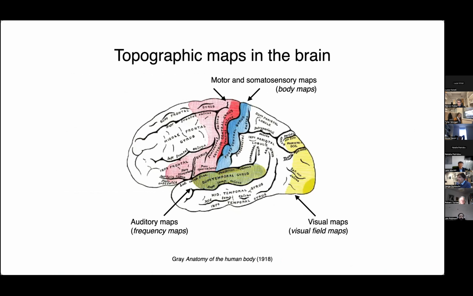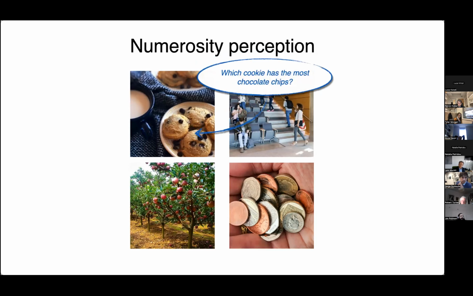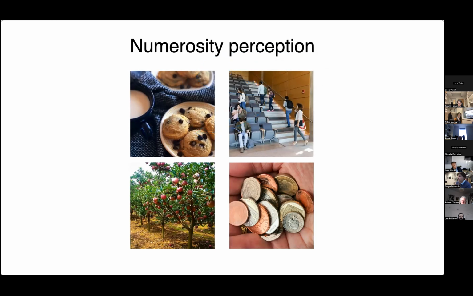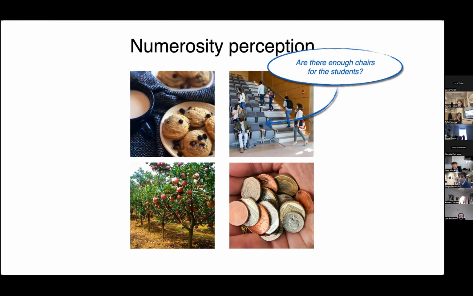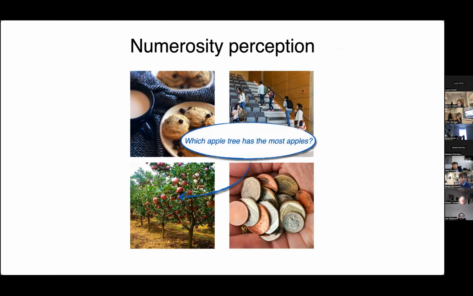And so then I have to introduce the concept of numerosity, which we actually studied. First, a brief explanation of what numerosity is. Numerosity is the idea that you can judge the amount of things, and you can do this automatically. Humans can do this, animals can do this, infants can do this. Basically the idea is, can you judge which place has the most cookies, or which cookie has the most chocolate chips, if you're so inclined? You use this when you enter the classroom and ask, are there enough chairs for the students? The most often used example is which apple tree the monkey has to climb, so which apple tree has the most monkeys.